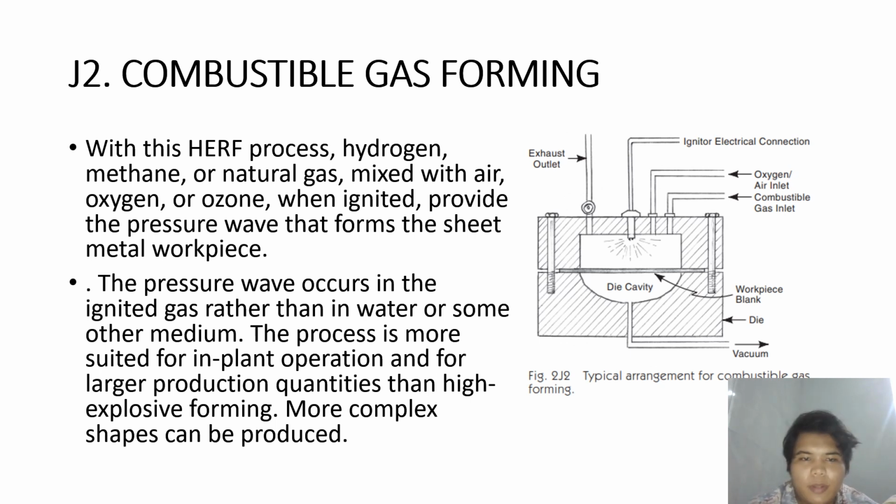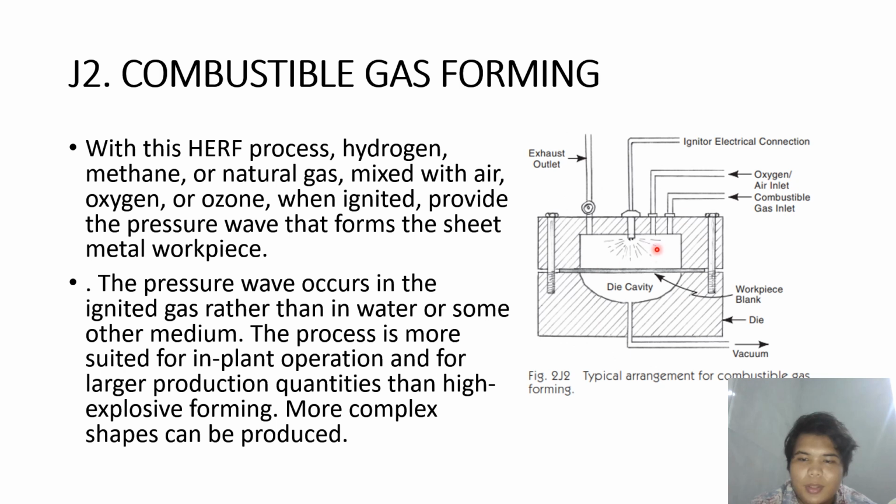Combustible gas forming. Combustible means explosion as well, but it's slowly. With this process, hydrogen, methane, or natural gas mixed with air, oxygen, or ozone, when ignited provide the pressure wave that forms the sheet metal workpiece. The pressure wave occurs in the ignited gas rather than in water or some other medium. The process is more suited for in-plant operation and for larger production quantities than high explosive forming. More complex shapes can be produced as well.